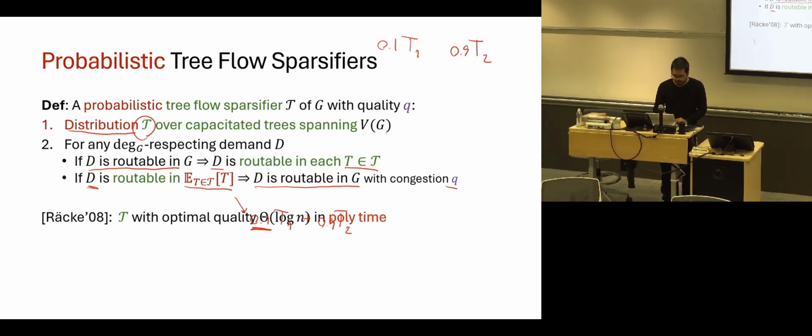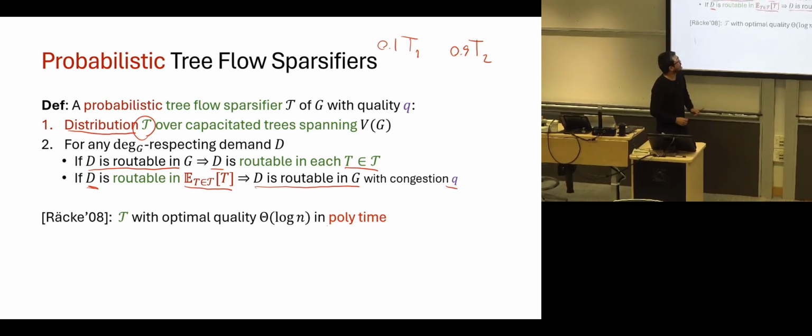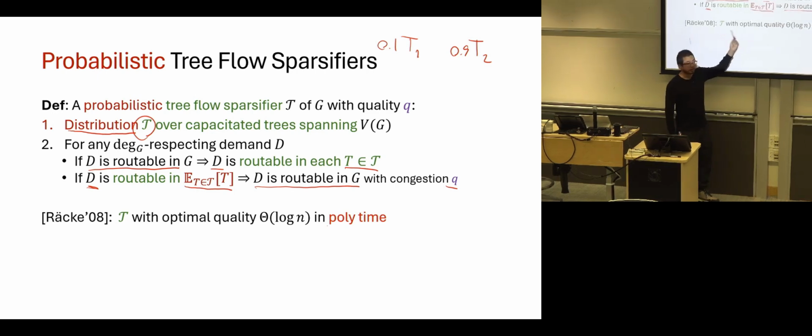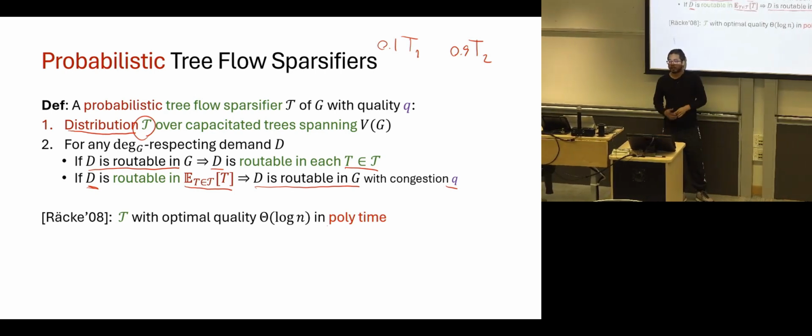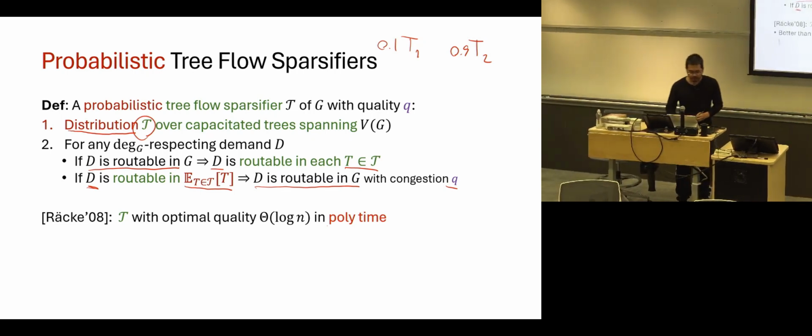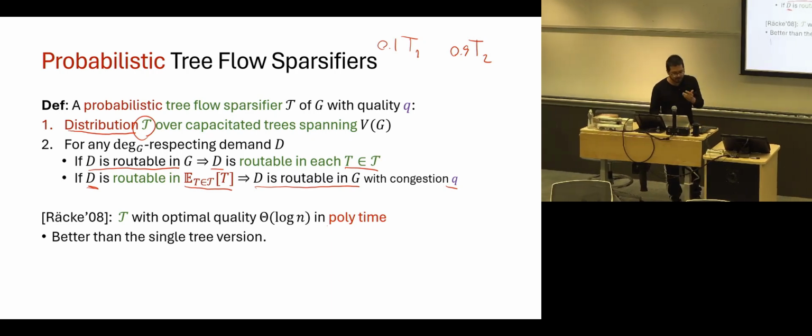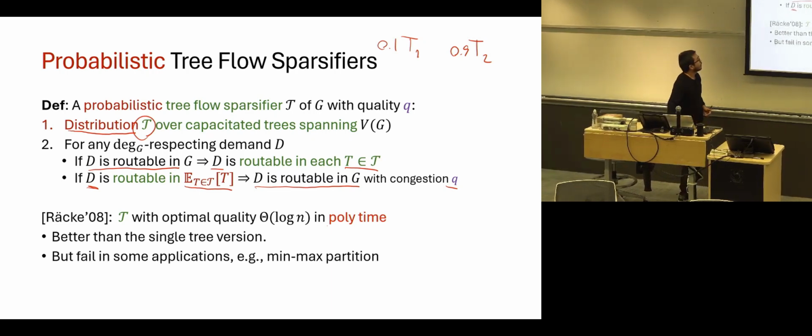But the cool thing about this is that once you allow yourself to talk about a distribution of trees, then there exists a probabilistic tree flow specifier with quality log(n). And that's optimal. There is a lower bound of log(n), and we can achieve log(n) here. So this is better than the single tree version, but once it is probabilistic, it is not enough for some applications.